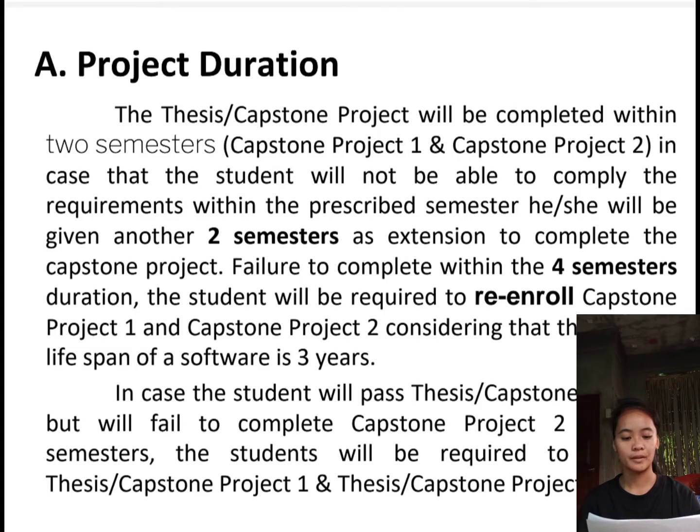A. Project duration. The thesis or capstone project will be completed within 2 semesters, Capstone Project 1 and Capstone Project 2. In case the student will not be able to comply with the requirements within the prescribed semesters, he or she will be given another 2 semesters as extension to complete the capstone project. Failure to complete within the 4 semesters duration, the student will be required to re-enroll Capstone Project 1 and Capstone Project 2, considering that the average lifespan of a software is 3 years. In case the student will pass thesis or Capstone Project 1, but will fail to complete Capstone Project 2 within 2 semesters, the student will be required to re-enroll thesis or Capstone Project 1 and thesis or Capstone Project 2.